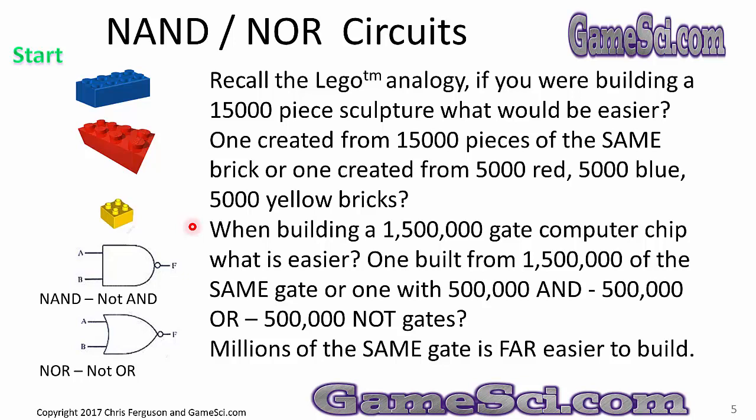When building a 1.5 million gate computer chip, what is easy? One built from 1.5 million of the same logic gate, or one built with 500,000 AND gates and 500,000 OR gates and 500,000 NOT gates? Millions of the same gate is far easier to build. What NAND and NOR circuits allow us to do is build our entire circuit out of the same logic gate. Rather than having to juggle multiple different types of logic gates, NAND and NOR circuits allow us to build more simplified circuits out of the same gate.